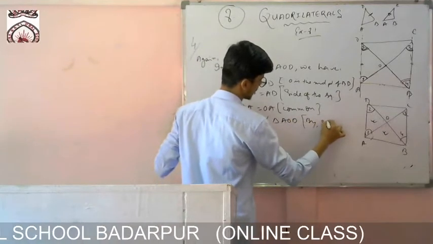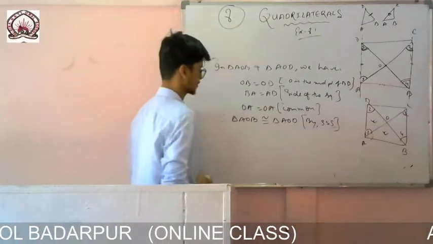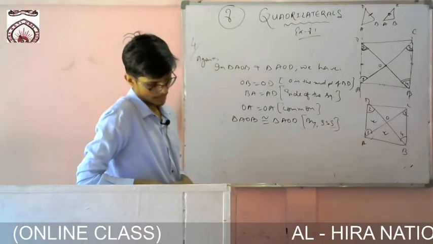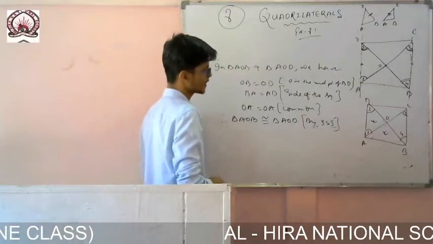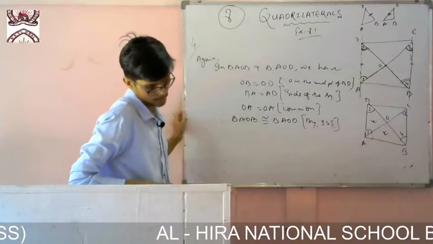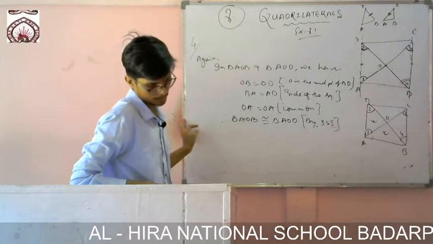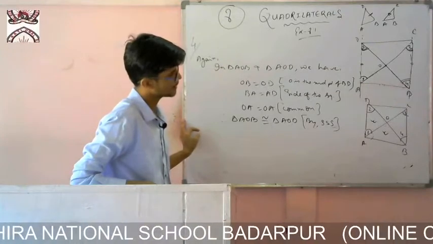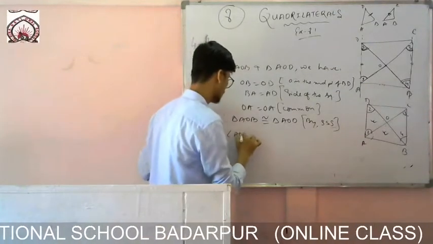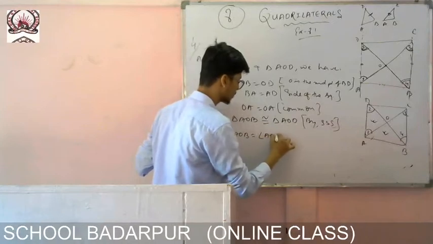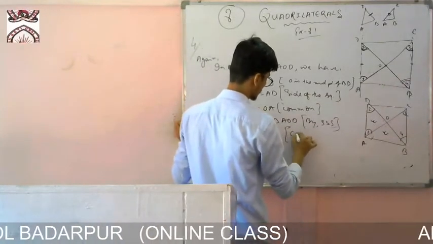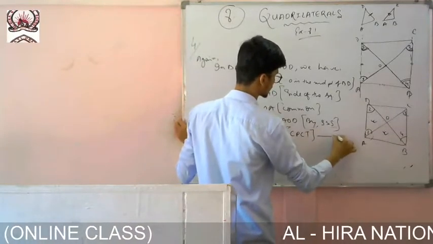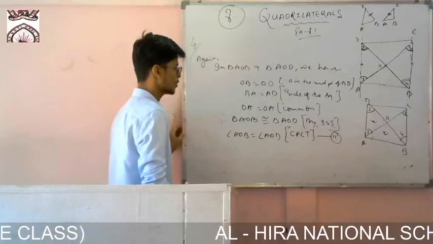So I can say that triangle AOB is congruent to triangle AOD by SSS congruency. So these two triangles are congruent. If these two triangles are congruent, then their corresponding parts will also be congruent. So angle AOB will be equal to angle AOD by CPCT. This one you give as equation 2.